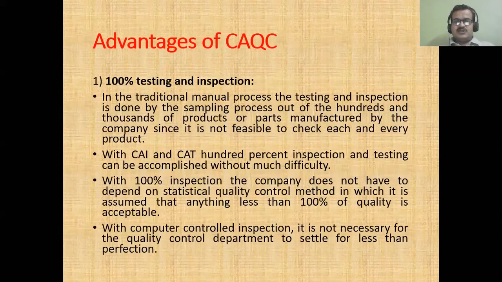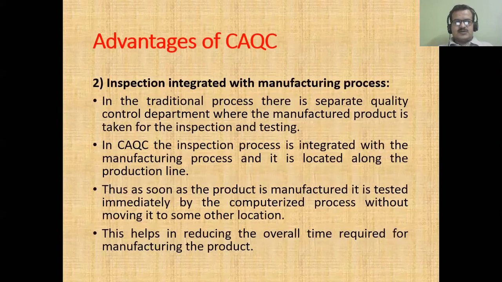100% testing and inspection can be done with the help of CAQC. Manually, it is not possible. In the traditional manual process, we go for sampling inspection wherein we take a few samples, test or inspect those few samples, and then we convey our decision on the basis of that sampling result. But with CAQC, we can go for 100% inspection.